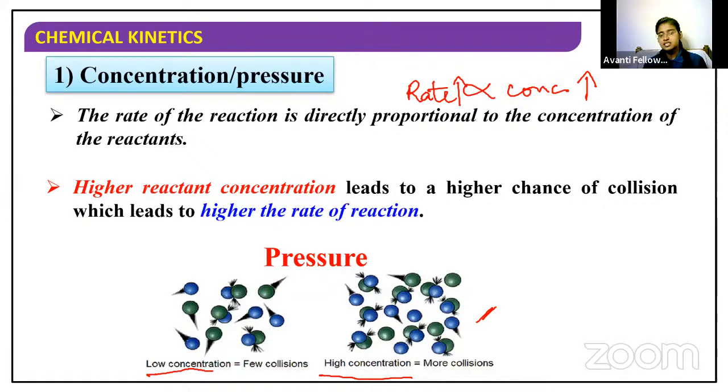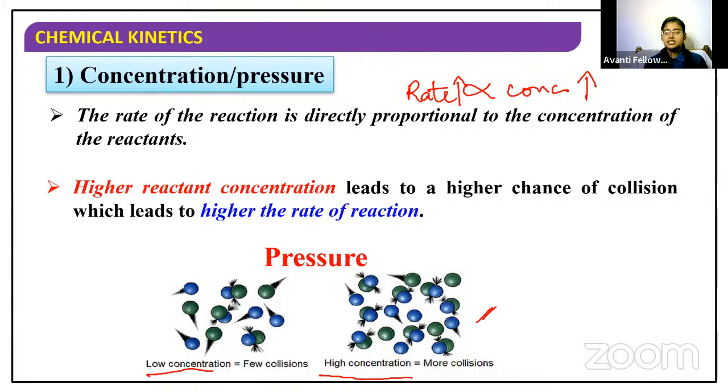Number of collisions becomes very less for low concentration. So in that case, the rate will also be very less, and the speed of the reaction will be very less. Got it? So that's why rate is directly proportional to the concentration. Clear for all of you?